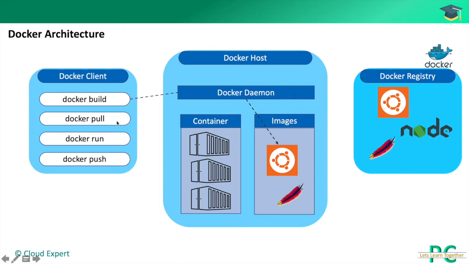Next is docker pull. When you execute this command, Docker daemon will pull the Docker image from Docker registry and make it available for your application to create a new container. Next step, docker run. With docker run, Docker daemon will create a Docker container from the available image. And last but not least, docker push. If you initiate that command, Docker daemon will push the Docker image to Docker registry for further use.